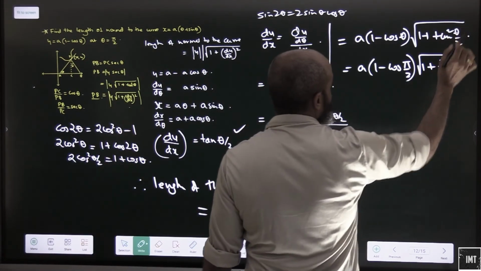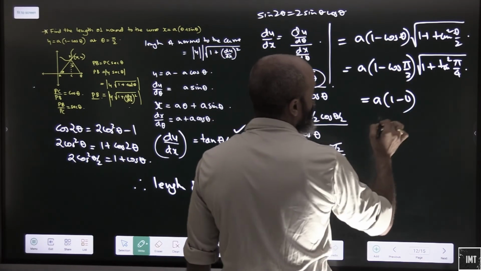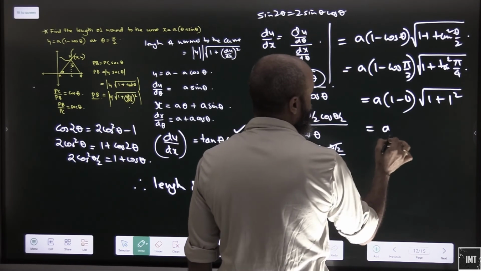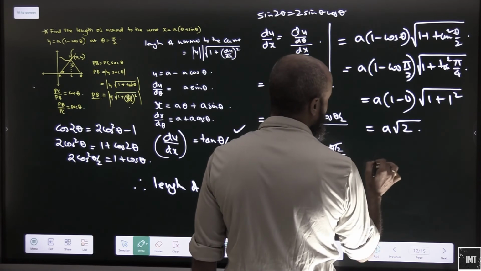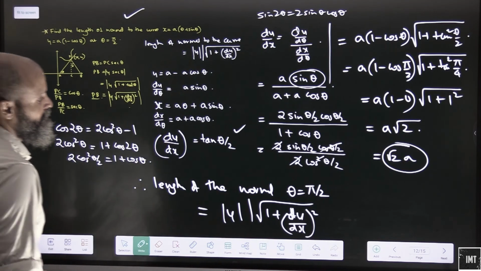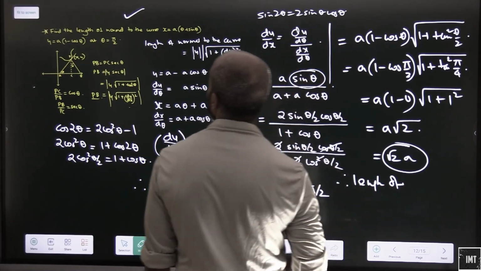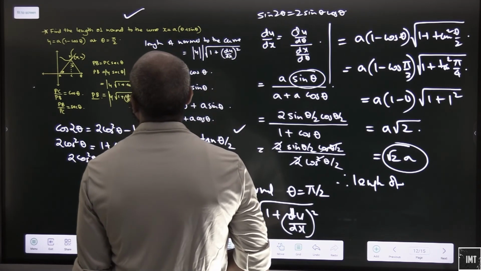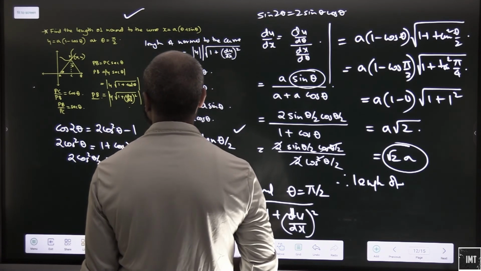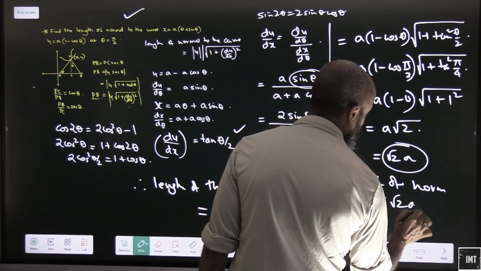1 minus cos pi by 2 is obviously 1, and this will be 1 plus 1 square. So this will be a into (1 plus 1), that is 2a. So under root 2a will be the answer. Find the length of the normal. Yes, the length of the normal will be equal to under root 2a.